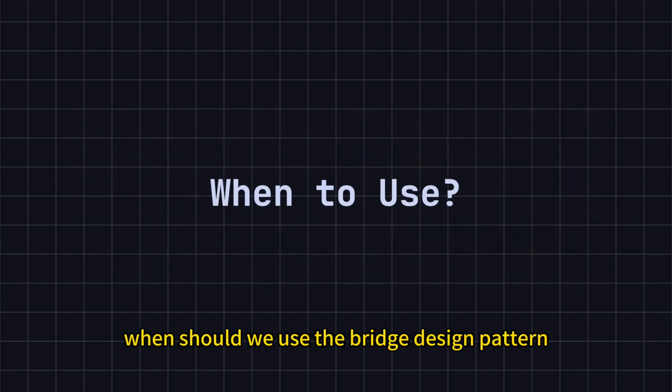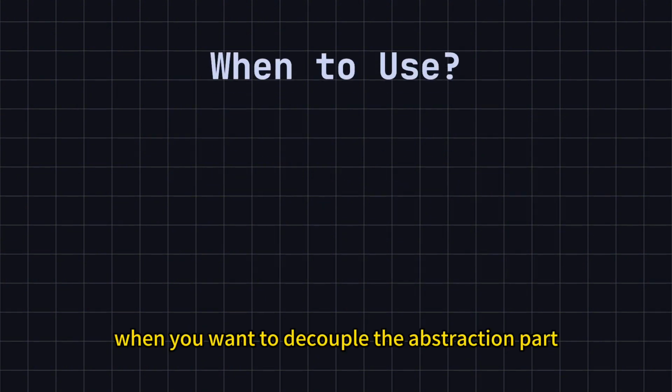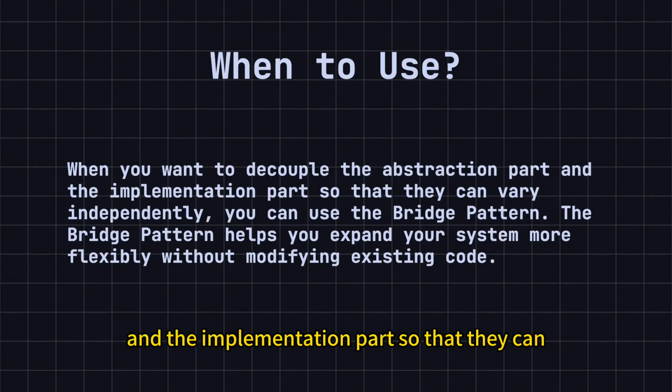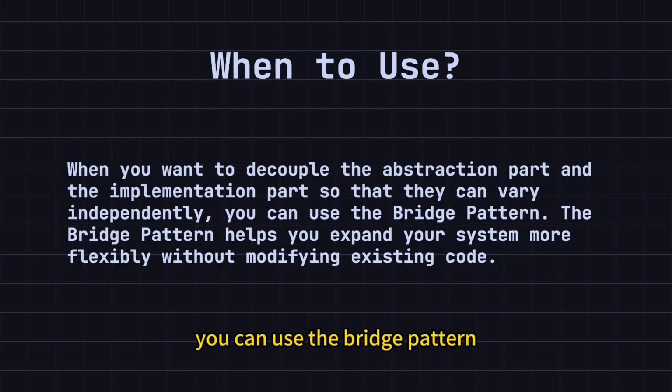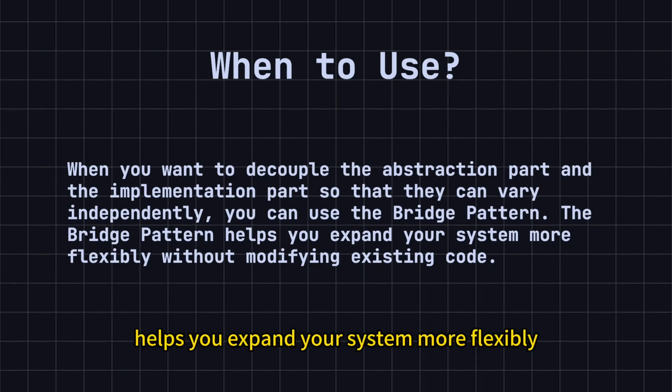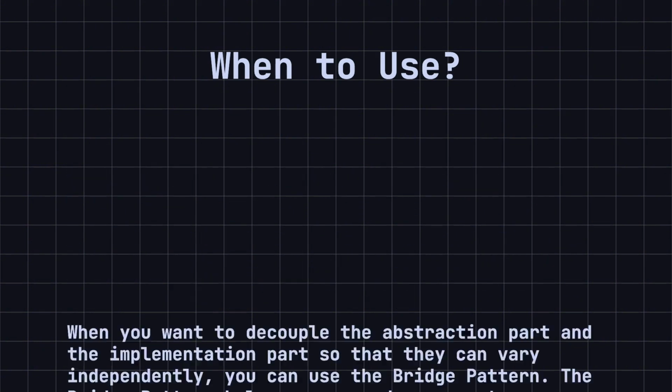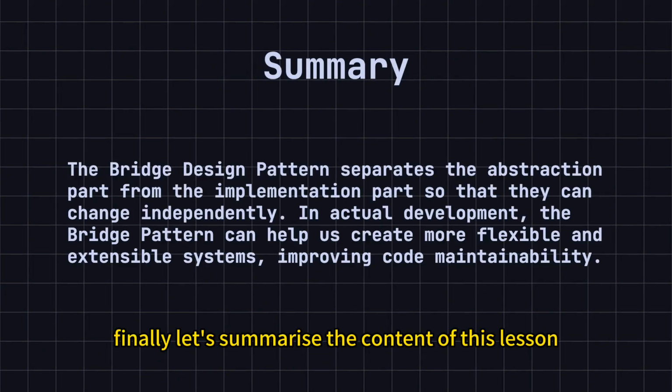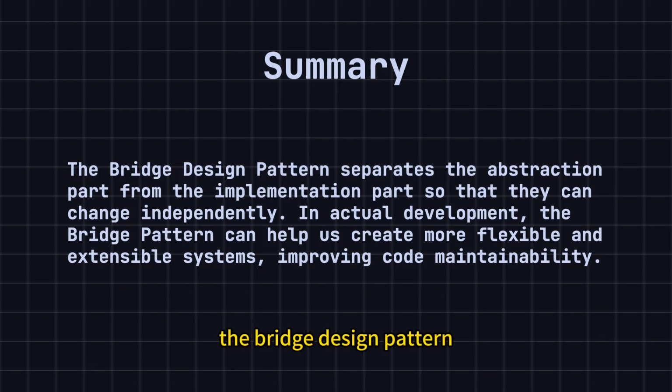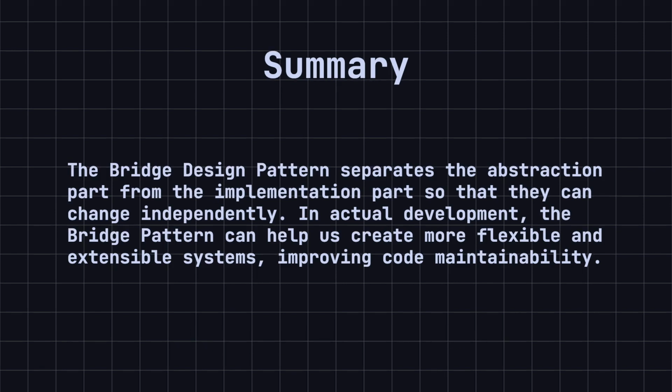When should we use the bridge design pattern? When you want to decouple the abstraction part and the implementation part so that they can vary independently, you can use the bridge pattern. The bridge pattern helps you expand your system more flexibly without modifying existing code. Finally, let's summarize the content of this lesson. The bridge design pattern separates the abstraction part from the implementation part so that they can change independently. In actual development, the bridge pattern can help us create more flexible and extensible systems, improving code maintainability.